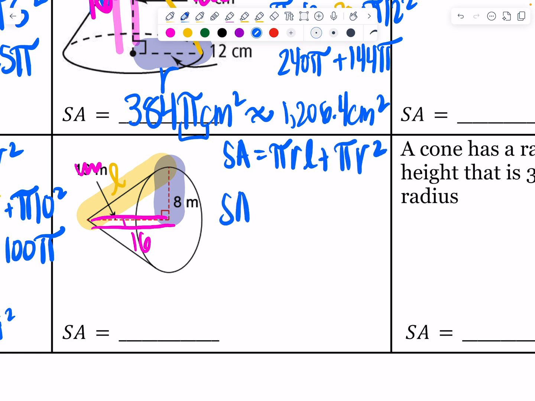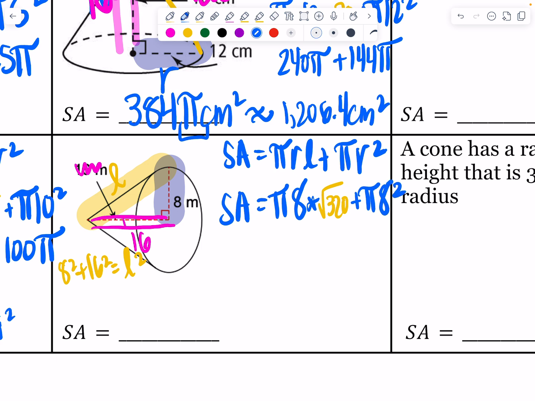Okay, so surface area is going to be equal to pi times the radius. What is the radius? 8. Times the slant height, we've got to use some Pythagorean theorem. So I'm going to do 8 squared plus 16 squared equals L squared. And again, we're just going to type this straight up into our calculators. I'm going to get 320, square root of 320. That is not a perfect square, so I'm just going to leave it like that. Plus pi times 8 squared.